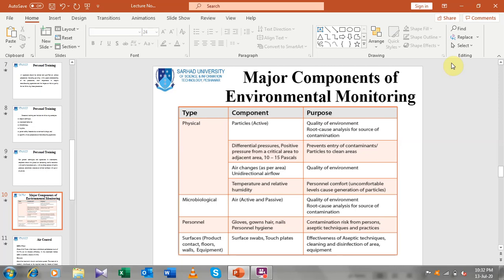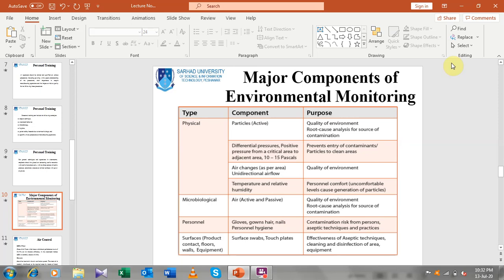If you check these and there are no contaminants on gloves, gowns, hair, nails and personal hygiene, then it is good. The main purpose of this checking is to control the contamination risk from persons, or personal contamination, and to check whether aseptic techniques and practices are followed or not.